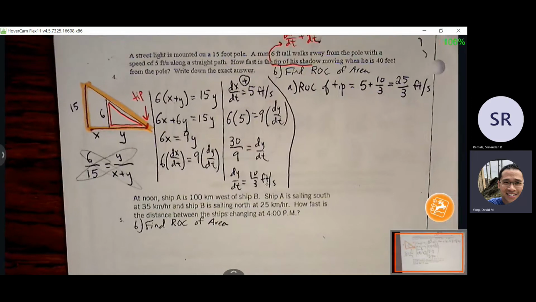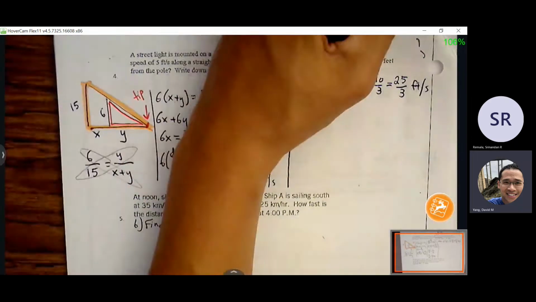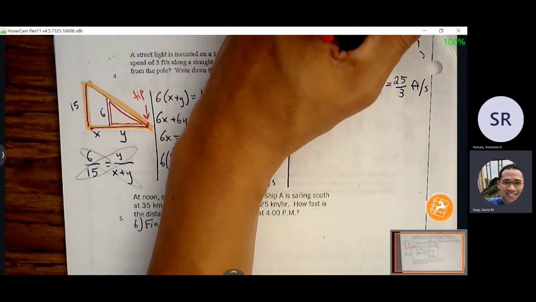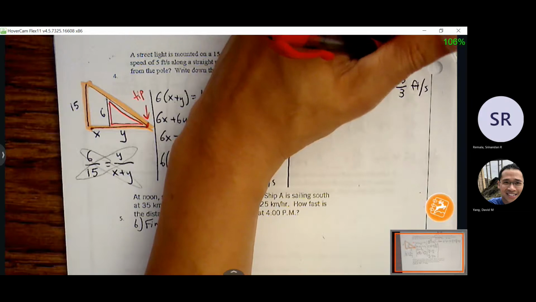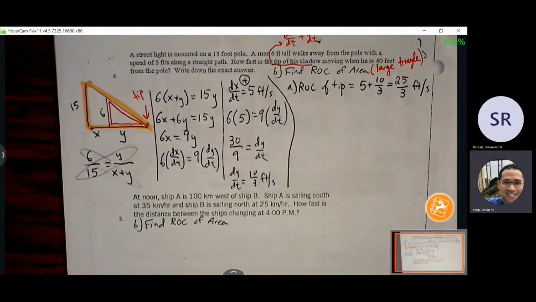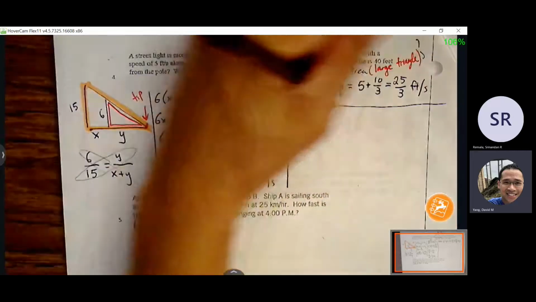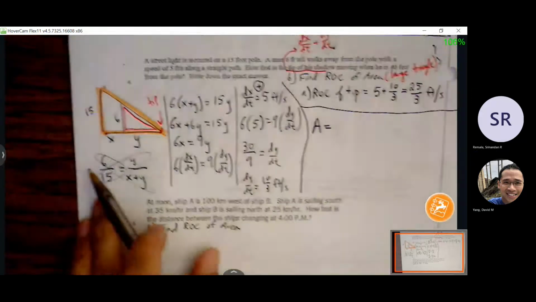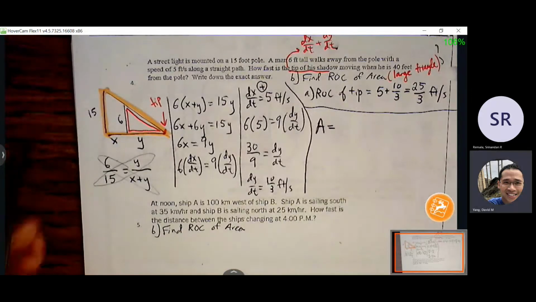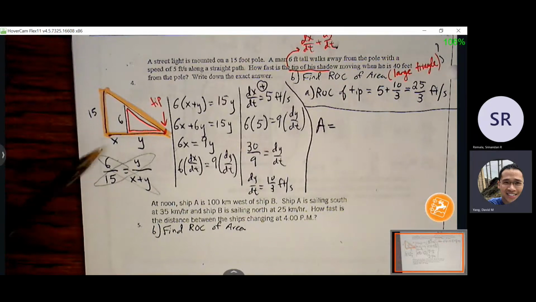Okay, part B. Find the rate of change of the area. Area, there's two triangles there, meant to say for the large triangle. So just like before, we're going to create our area equation. Okay, look at how this is defined here. How would you say, what's the area of this triangle here? How would you set this up?